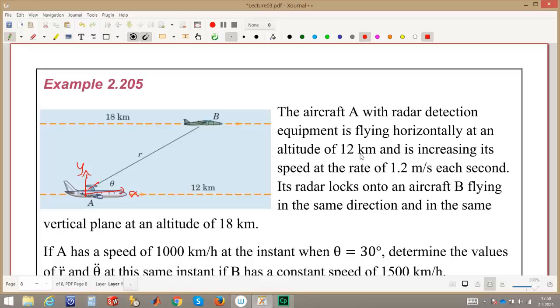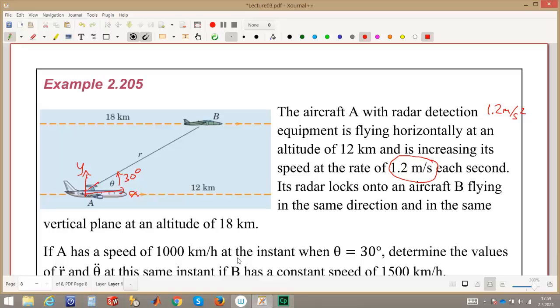And what happens is aircraft A is increasing its speed at the rate of 1.2 meters per second each second. That means it has an acceleration. Because it's doing direct linear motion, we can directly derive the acceleration information from here. That means it's doing an acceleration of 1.2 meters per second squared, increasing its speed. Now, A has a speed of 1000 kilometers per hour at the instant when theta is 30 degrees.